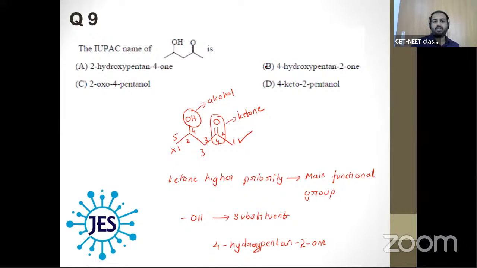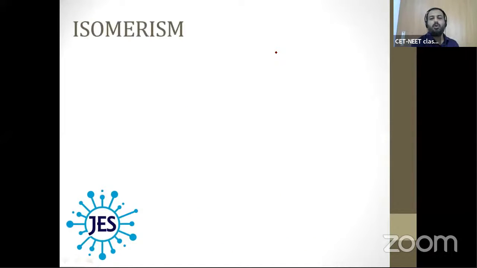Option B is right. One second, let me highlight it. Option B is correct. Good. That was question number 9. Good. Now let's see if there is one more question, or else we'll move on to the next concept. Yes. So that was questions on IUPAC nomenclature.